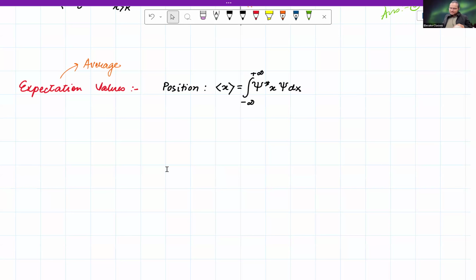But the hydrogen orbital is simply the probabilistic representation of all these measurements. And most of the time we are interested in the average position. So this is the average position. And this holds only when, let's suppose, the wave function is normalized. Because normalization becomes very important, right?